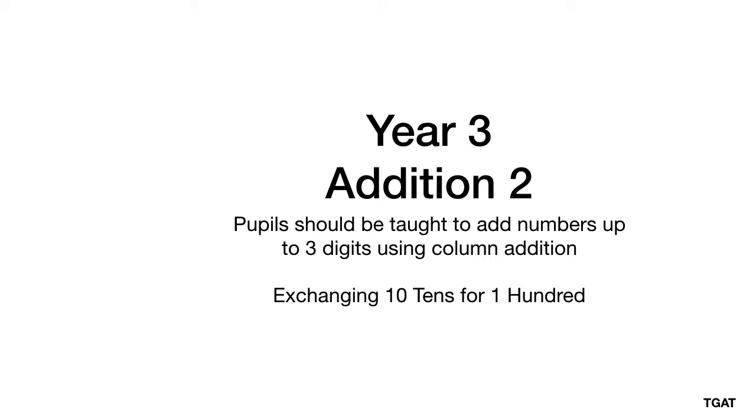In Year 3, pupils need to know how to add up numbers with 3 digits using column addition. In this video, we'll be particularly looking at exchanging 10 tens for 100, because we know 10 tens is the same thing as 100.